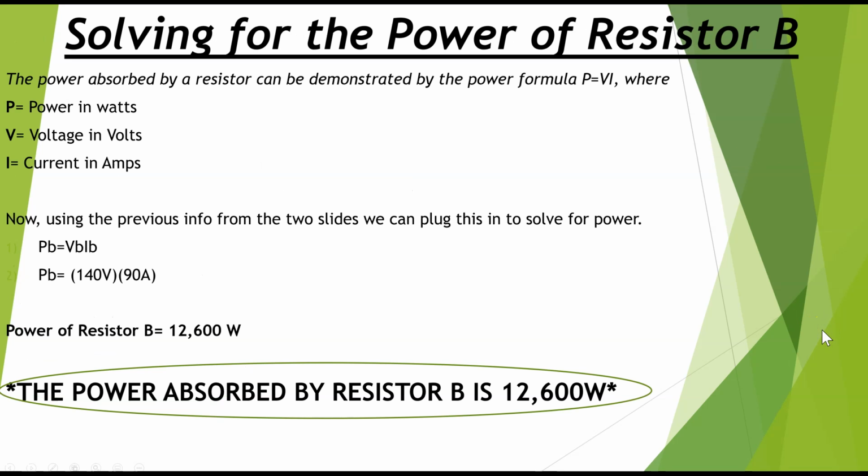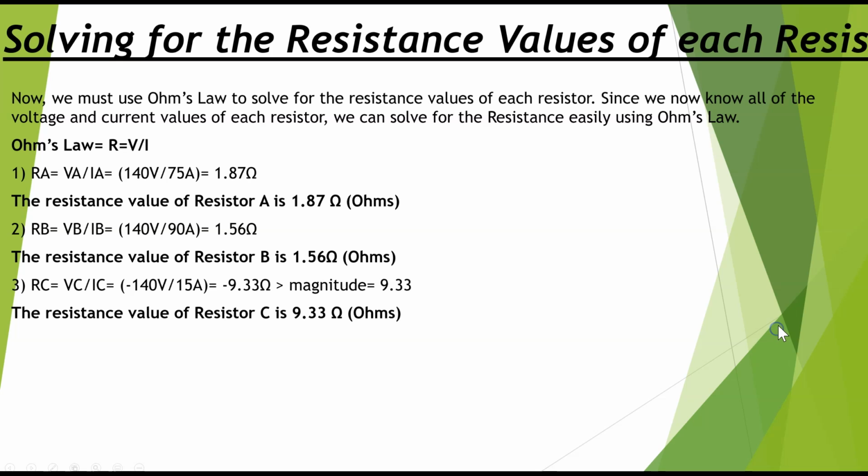Now we're going to be solving for the power of resistor B. The power absorbed by a resistor can be calculated with the power formula P equals VI, where P equals power in watts, V equals voltage in volts, and I equals current in amps. Using the previous info from the two slides, we can plug this in. PB equals VB times IB, which equals 140V times 90A. So the power of resistor B equals 12,600 watts. The power absorbed by resistor B is 12,600 watts.